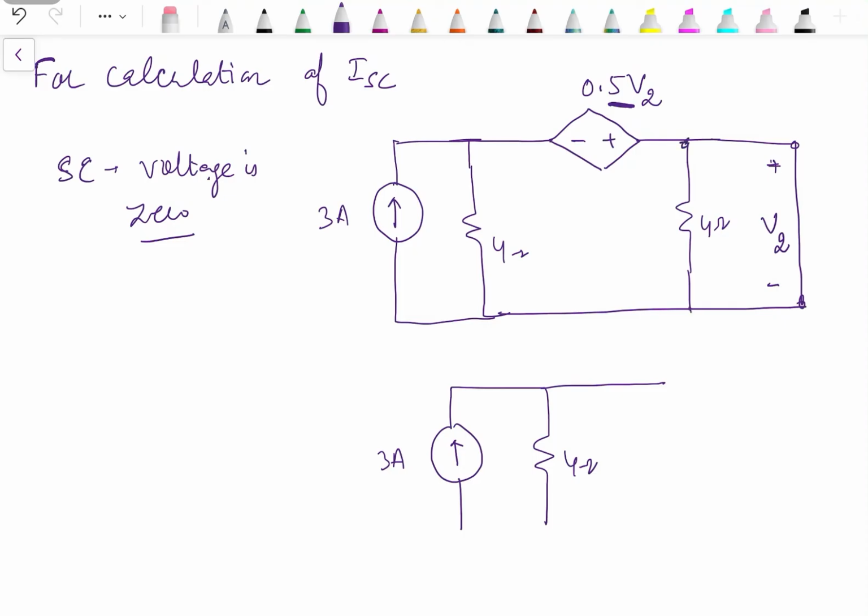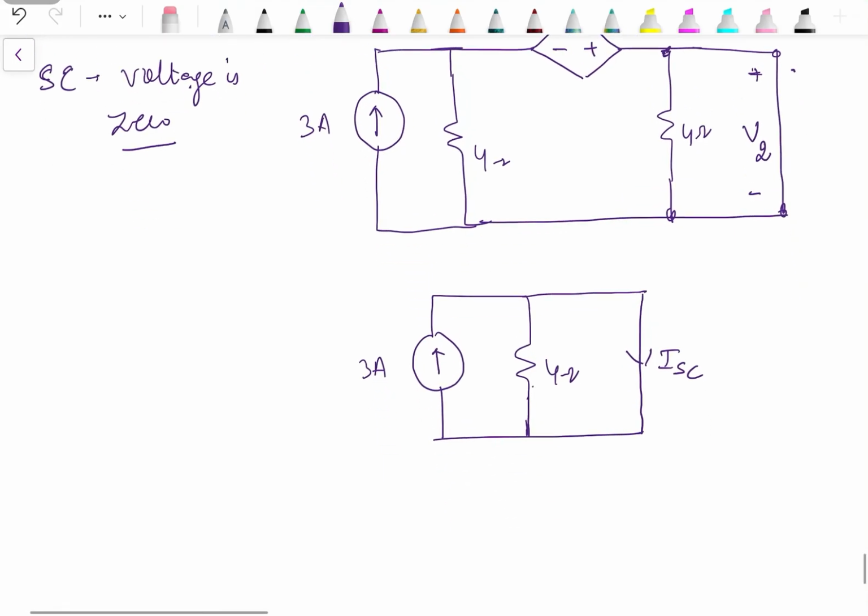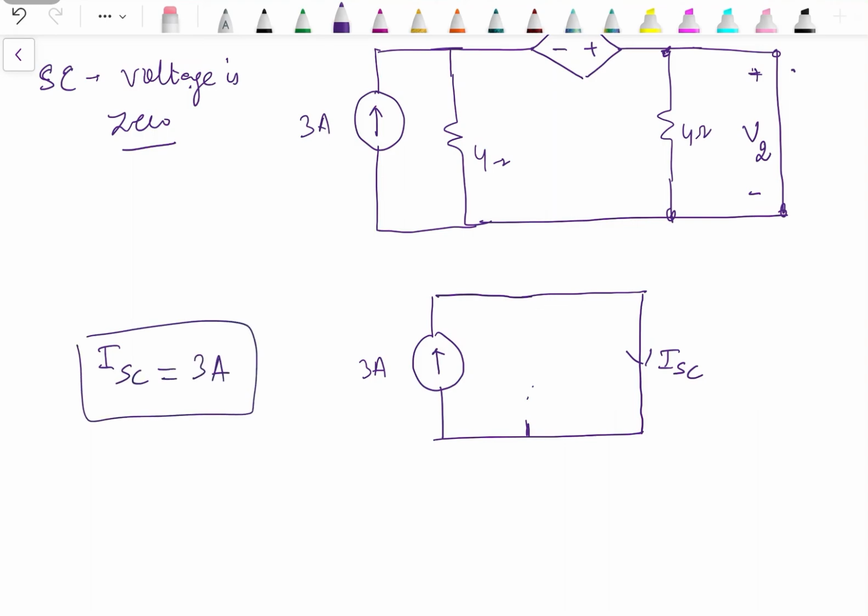Then this 4 ohm is in parallel with the short circuit. Any resistance which is in parallel with the short circuit will get short circuited. Through this the current is ISC. Now again this 4 ohm is in parallel with the short circuit. So this will also get eliminated. So what is left? That ISC is directly 3 amperes. We don't need to do any calculation. The circuit is simplified to this, that whole current flows through the short circuit only.